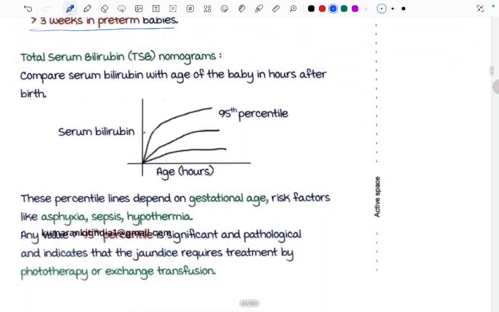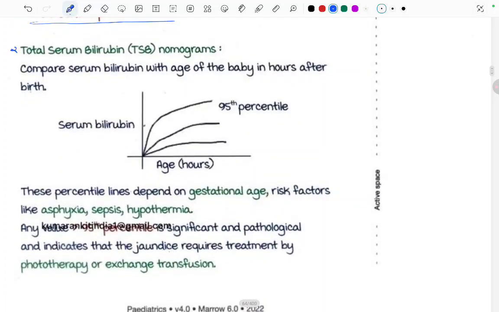Now let's read about these TSB bilirubin nomograms. Compare the serum bilirubin with the age of the baby in hours after the birth. These percentile lines depend on the gestational age and risk factors like asphyxia, sepsis, hypothermia. Any value more than the 95th percentile is significant and pathological, and indicates that the jaundice requires treatment by phototherapy or exchange transfusion. Fine, so if it is more than the 95th percentile, then the jaundice requires treatment by either phototherapy or exchange transfusion.